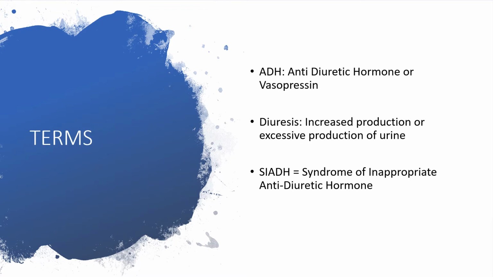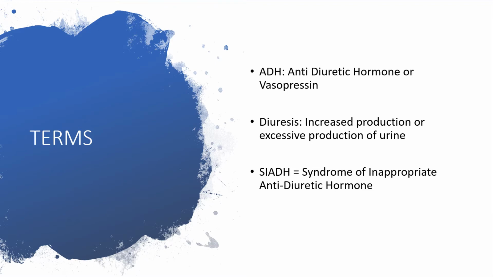So, times. ADH, anti-diuretic hormone. Another name for it is vasopressin. So it's either I use the word ADH or vasopressin. It's still the same thing. Now, for you to understand what ADH is all about, that is to non-medical personnel, let me define diuresis. Diuresis is increased production or excessive production of urine.